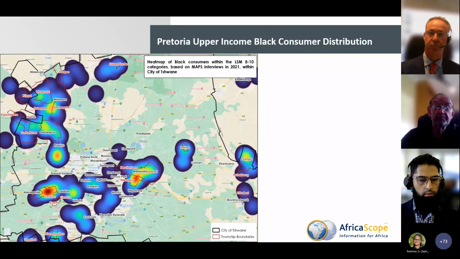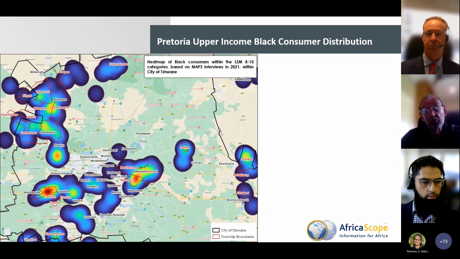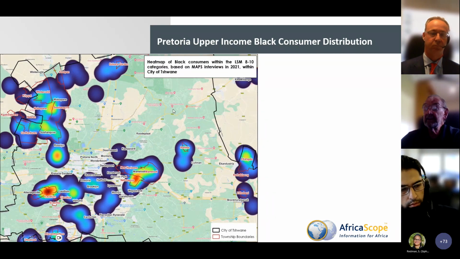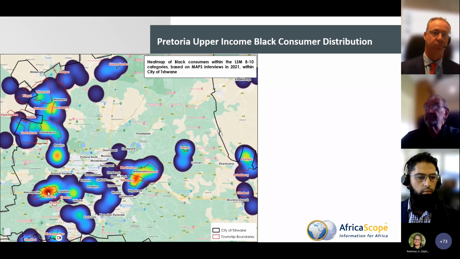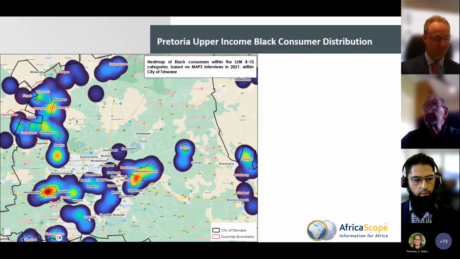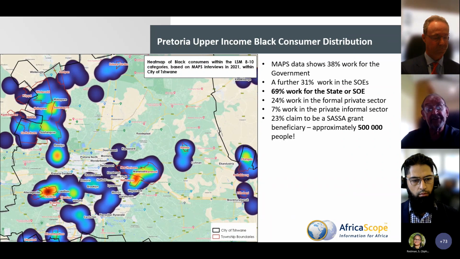But when we look at the upper income Black consumer in South Africa, there's been a tendency to say, well, they're in the townships, and from our MAPS survey, we identify high income consumers. What we're seeing happening in South Africa is that around the townships, there are high concentrations of upper income Black consumers. But what you do find also is that there is a movement away to areas in Pretoria, for example, such as Centurion, Brooklyn, Hatfield. So although they are concentrated in the townships, there are a number of consumers moving away from the townships, but not remotely. There's a tradition of staying in touch with their roots in the townships.